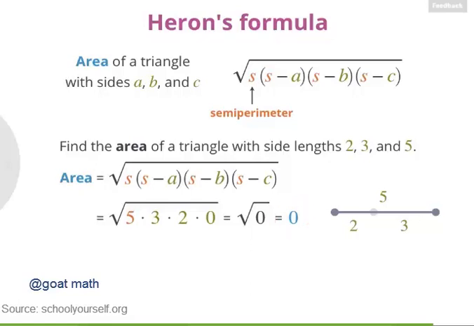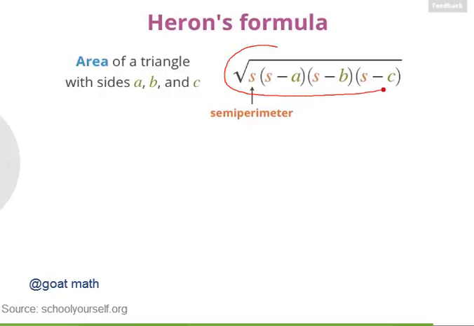It's 0. So to recap, you can use Heron's formula to find the area of any triangle when you know its 3 side lengths. It's a really useful formula to know. In a later lesson, we'll work through the challenging proof showing that Heron's formula is correct.